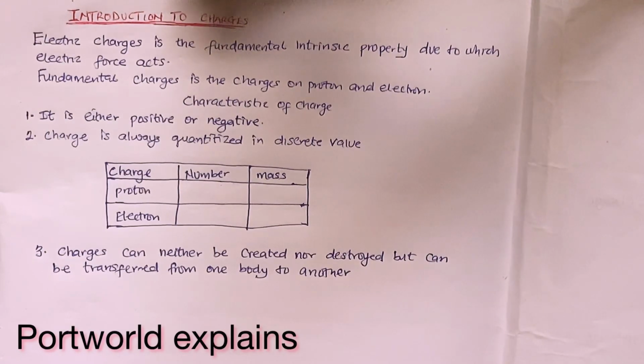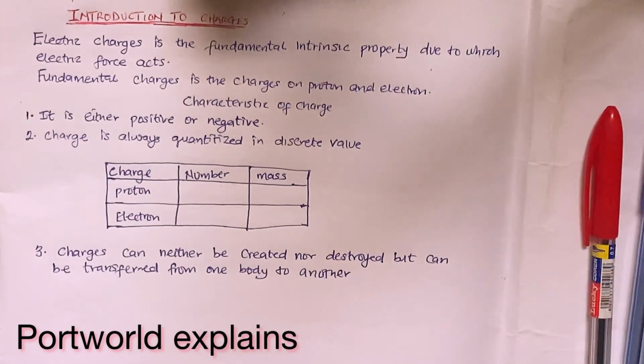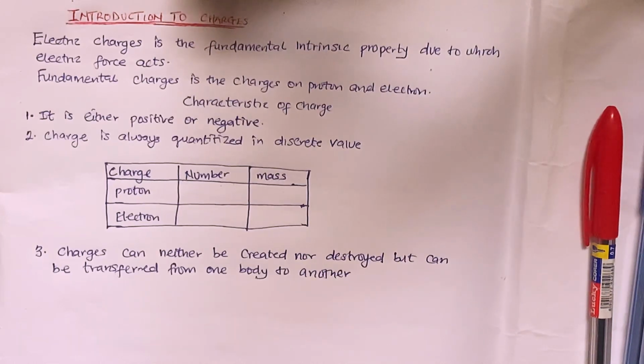Now let's look at the characteristics of charges. What are the characteristics of charges? The first thing is that charges can either be positive or negative, and we have some electrons that are positively charged. They are known as the positron. Now charges is either positive or negative.